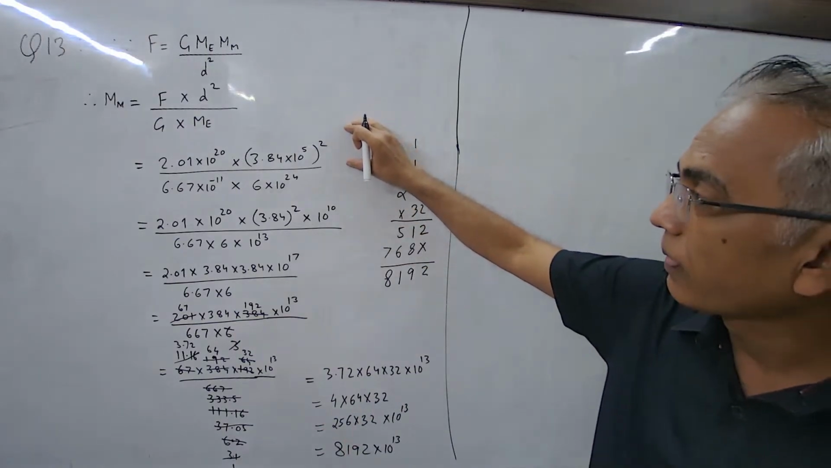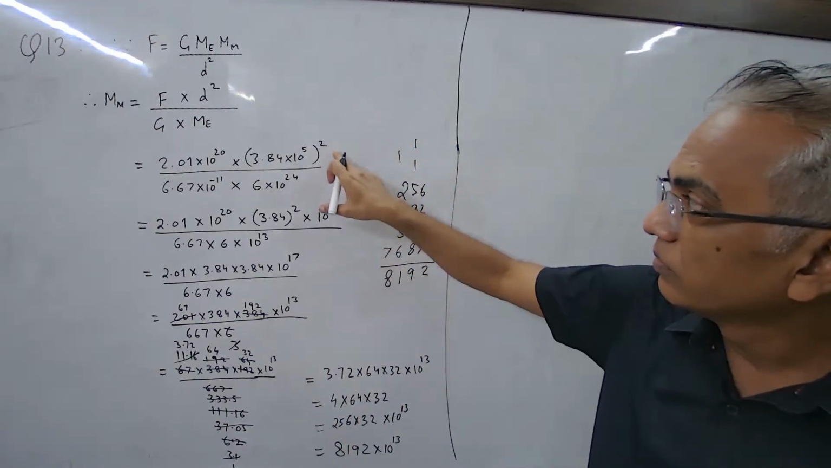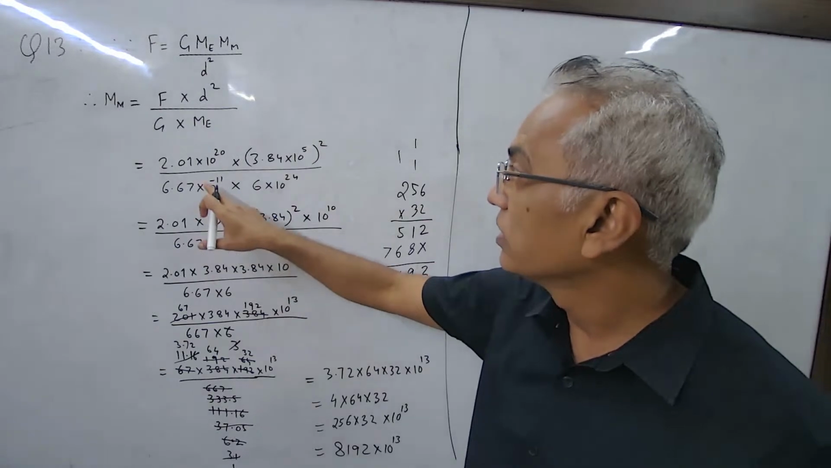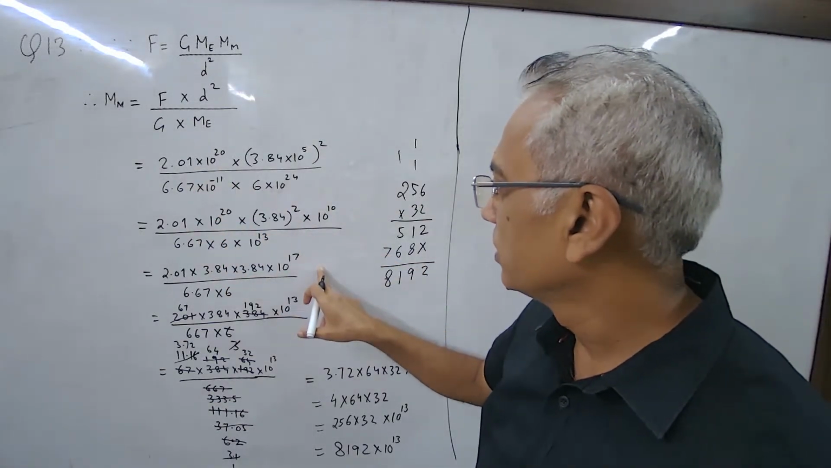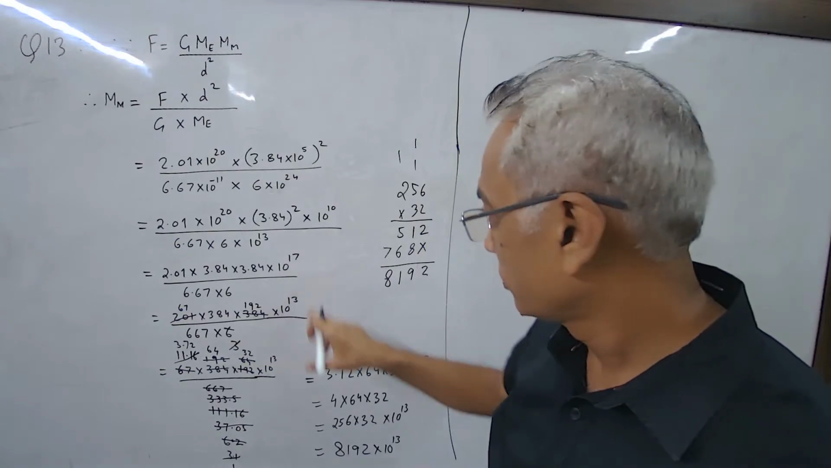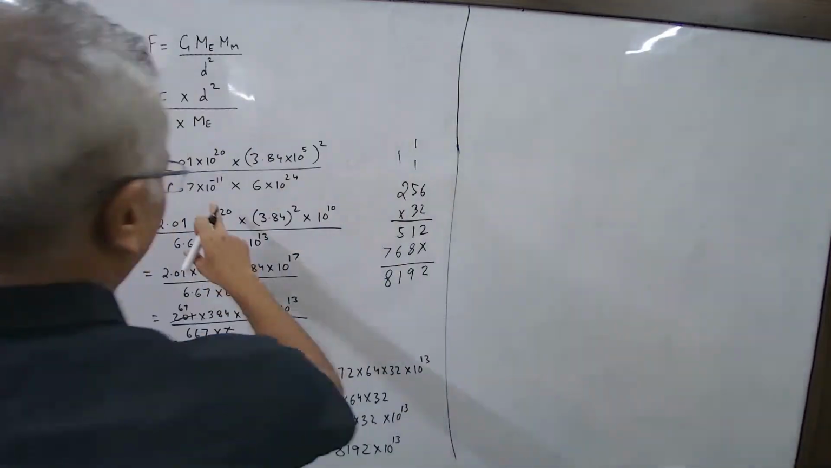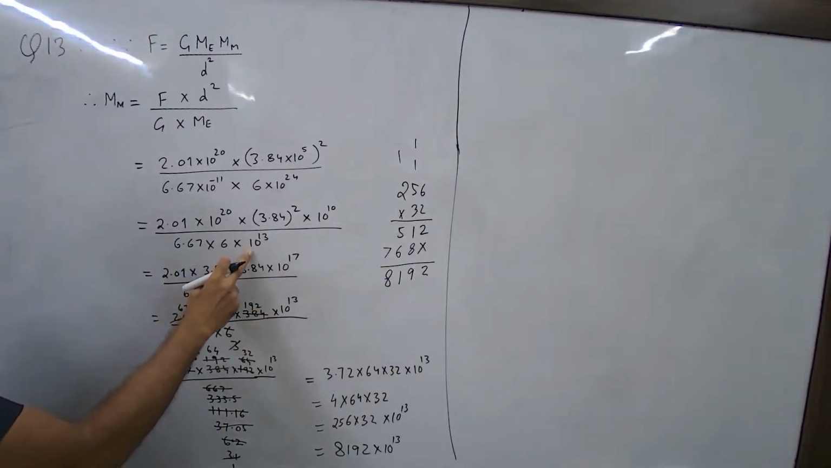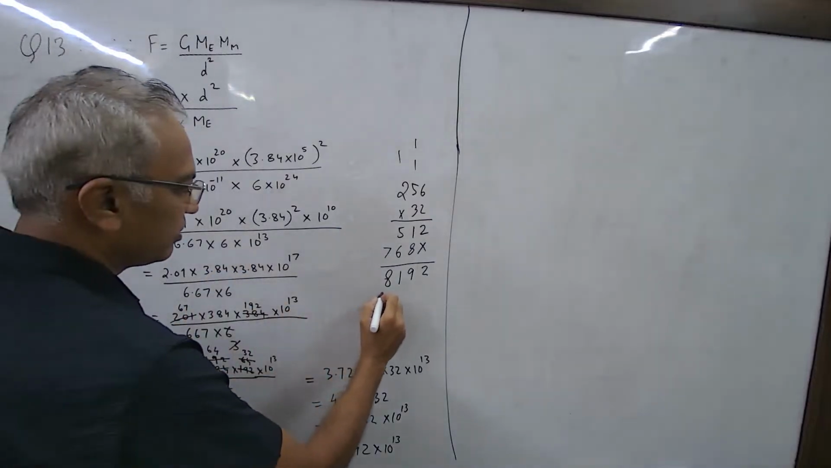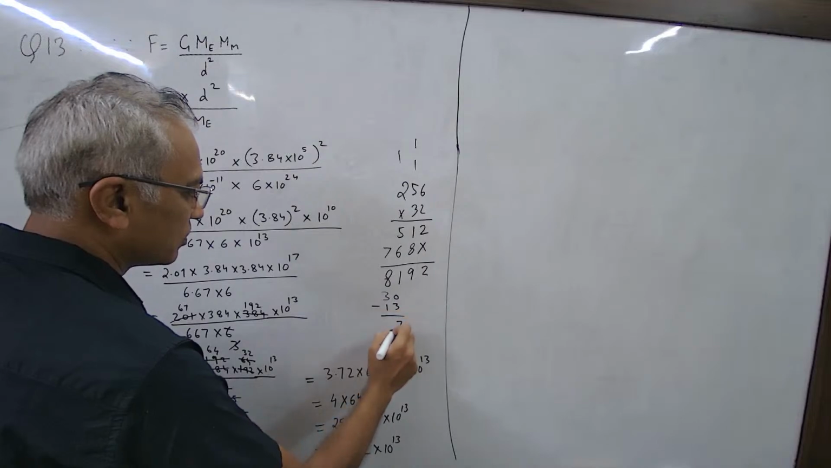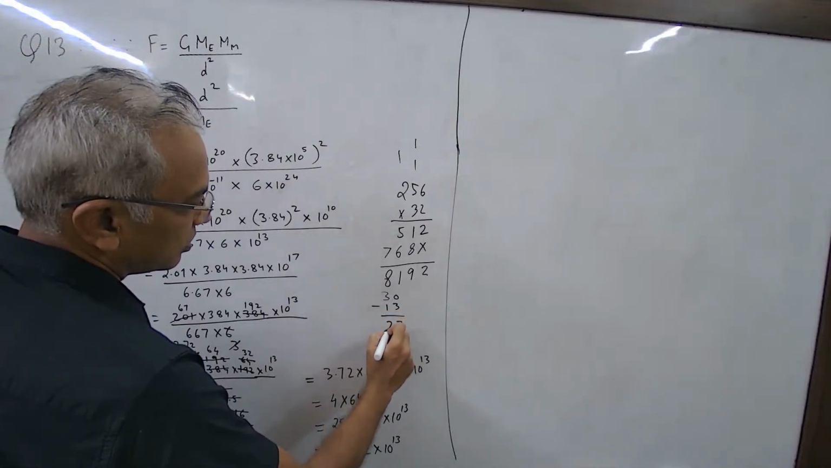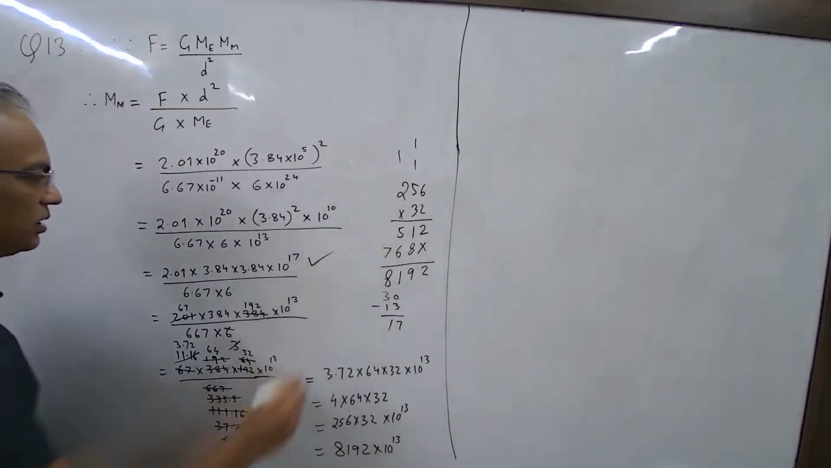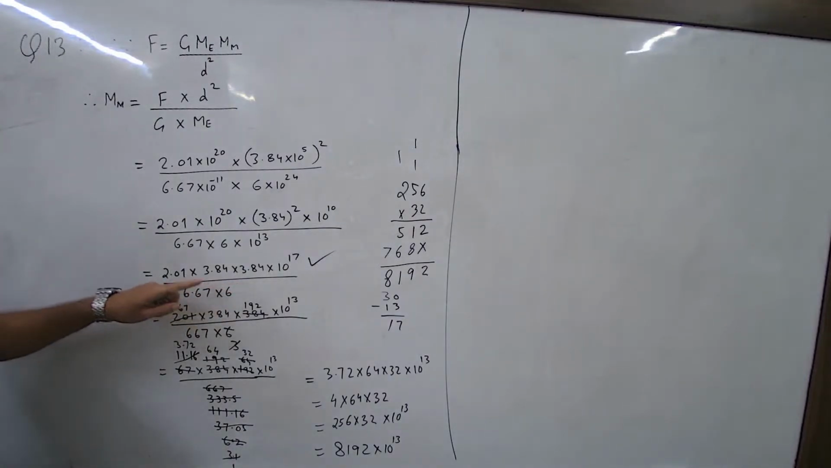Now see, what is it? 5 into 2, 10. This is correct. 3.84 square, छोड़ दो इसको. Okay. Then this is 10 raised to 20. यहाँ तक ठीक है. So what this should have been? 20 plus 10, 30. Okay. And divided by this. So 20 plus 10, 30 minus 13 is how much? 17. This is correct. Okay. So till here it is okay.